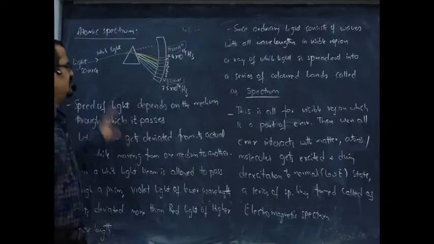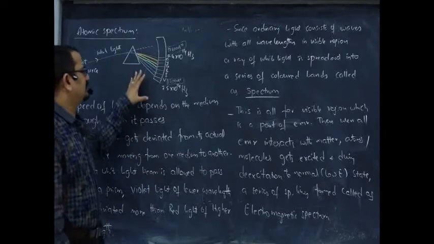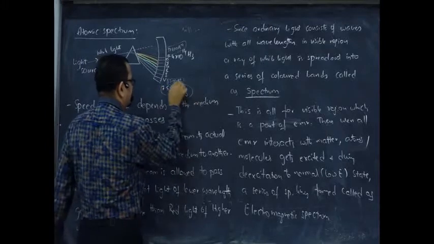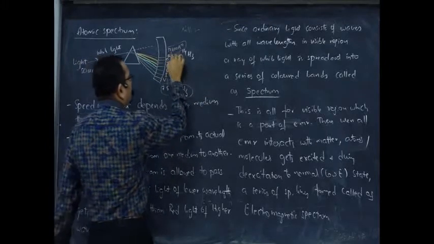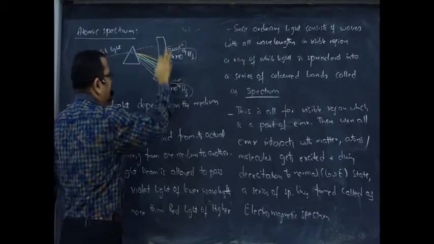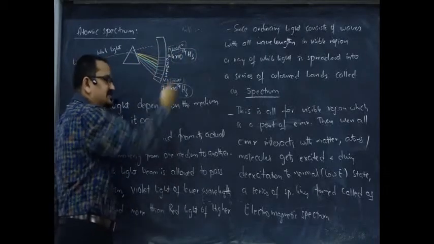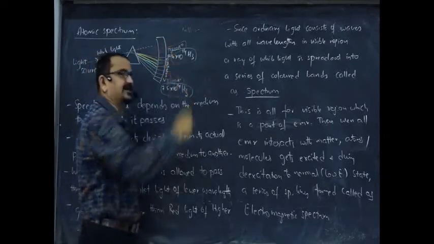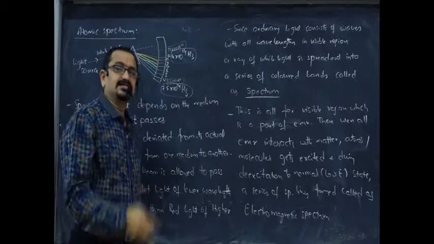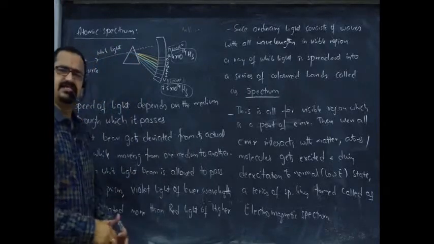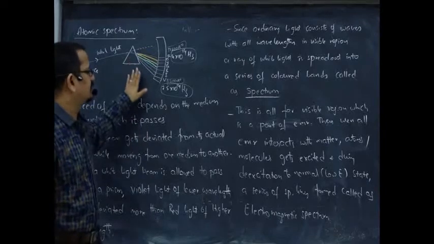Now, this is all noticed for frequencies 7.5 into 10 power 14 hertz to 4 into 10 power 14 hertz. Such a series of frequencies with continuous colors, violet to indigo, indigo to blue, green, yellow, orange, red, was termed a continuous spectrum. This is all noticed for the visible region.